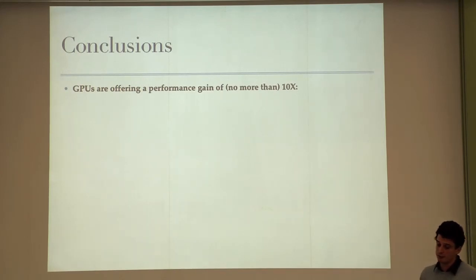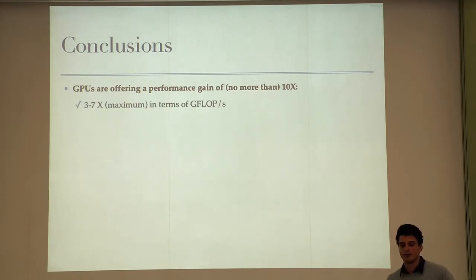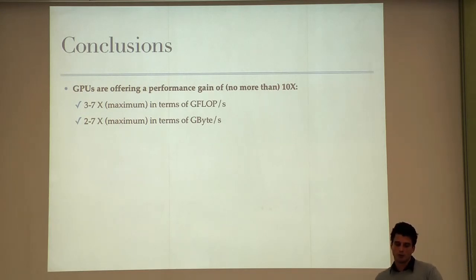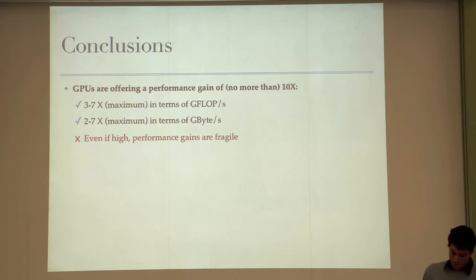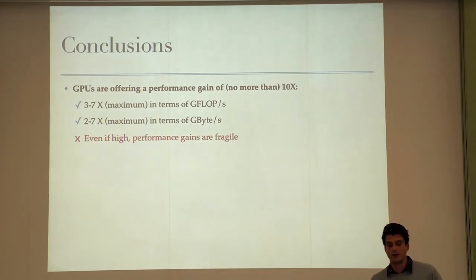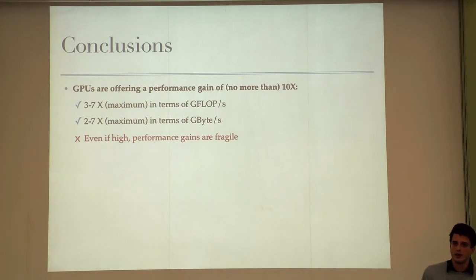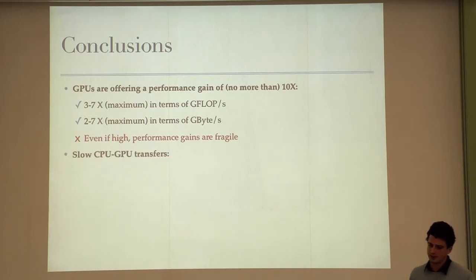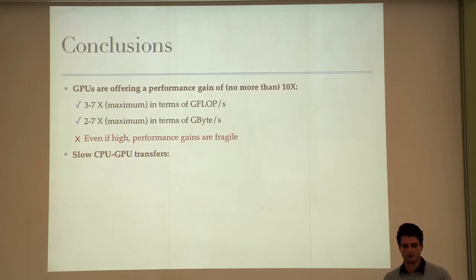GPUs can provide an important gain in terms of performance. If you just compare micro benchmarks, you can easily see performance differences that range between 2 and 7x, one GPU versus one multi-core solution. But one problem of GPUs is that although they provide this high performance gain, the performance is very fragile. If you don't pay attention to a detail, you lose everything. And that's the bad side of GPUs.